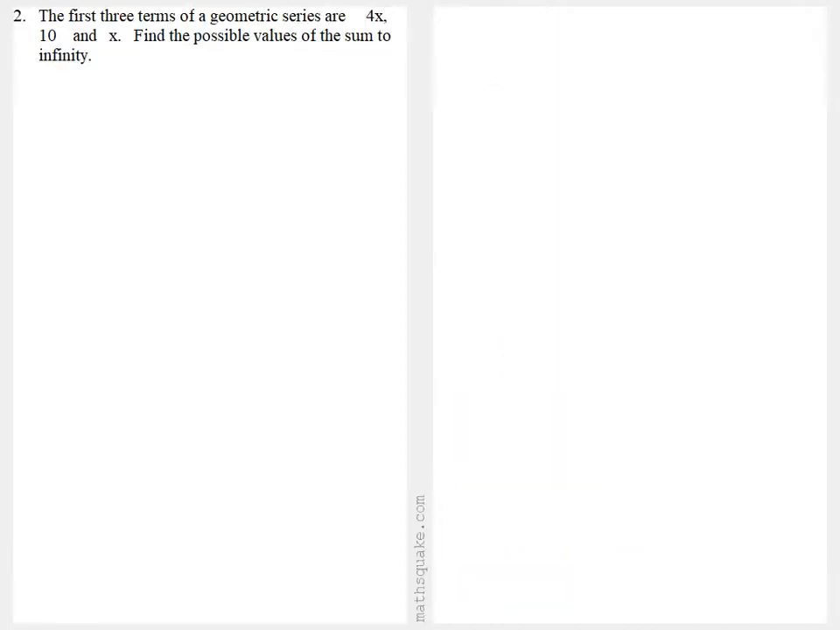In question 2, the first three terms of a geometric series are 4x, 10, and x. Find the possible values of the sum to infinity. Well, the first three terms of a geometric progression are a, ar, and ar squared. So we have a equals 4x, ar equals 10, and ar squared equals x.